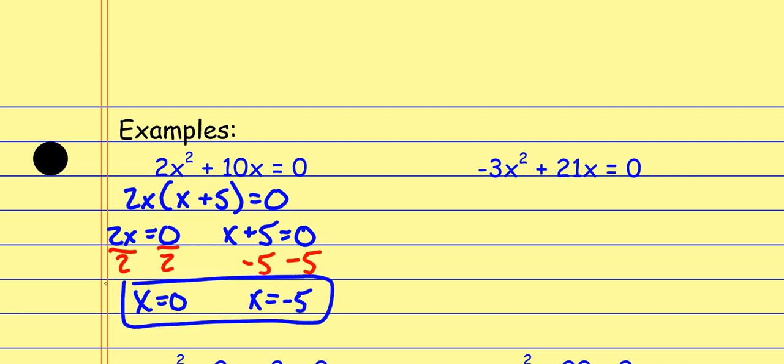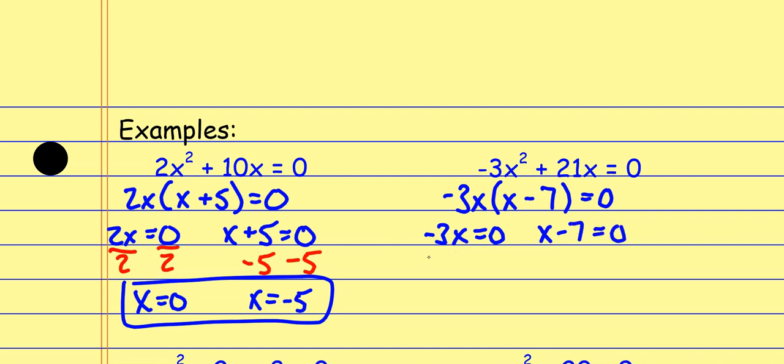If I look at the next one, again, same thing. Greatest common factor. Here I can factor out a negative 3x. Leaves me with an x minus 7. And now I can set each factor equal to 0. So either the first factor, the negative 3x, equals a 0. Or the second factor, the x minus 7, equals a 0. And now I solve each. This one I divide by the negative 3.